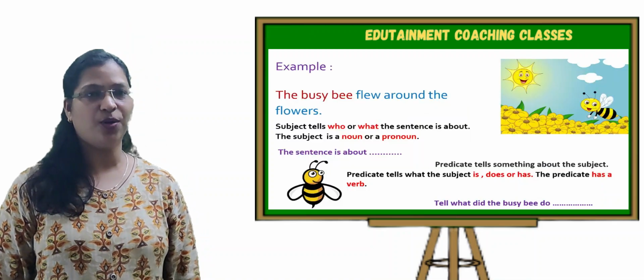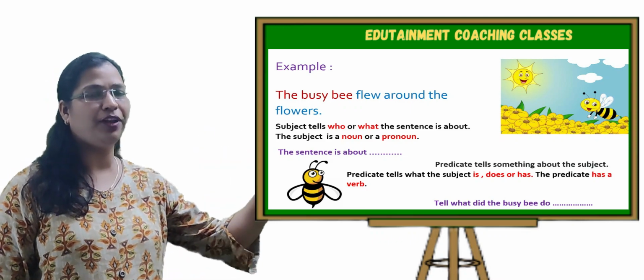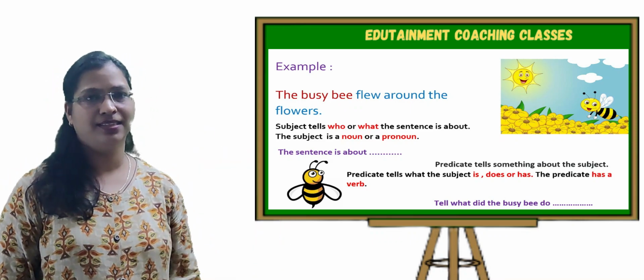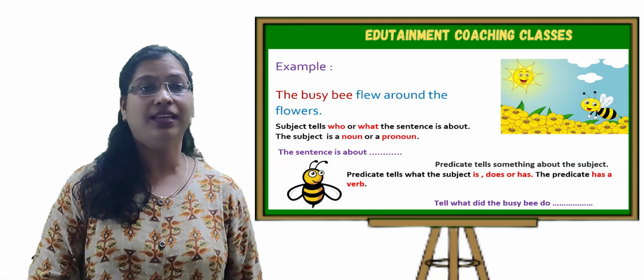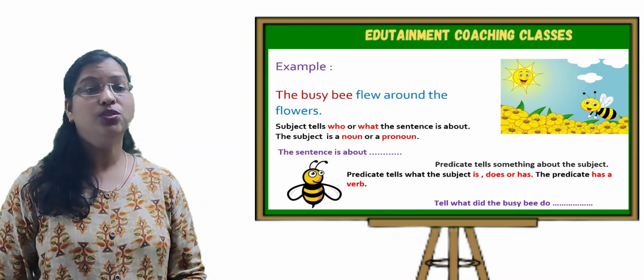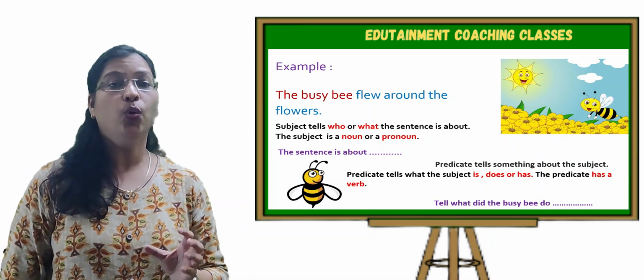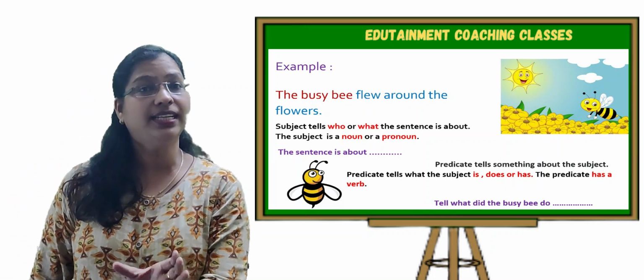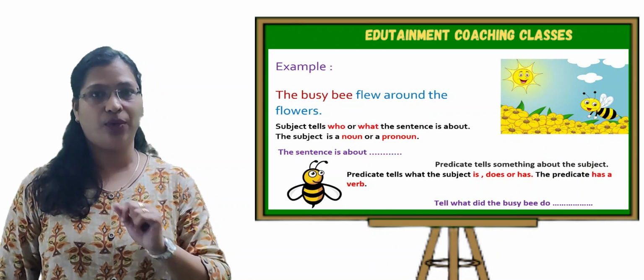Let us understand now with the help of this example. The busy bee flew around the flowers. So here, what is the sentence about? The busy bee. So the busy bee is the subject here. So what is the subject? A subject is a word that tells who or what the sentence is about. The subject is a noun or a pronoun.